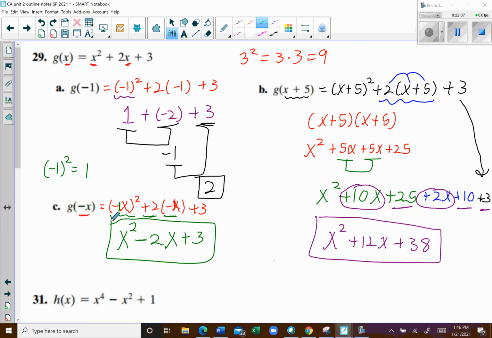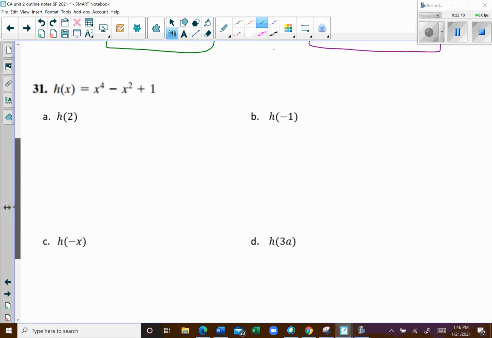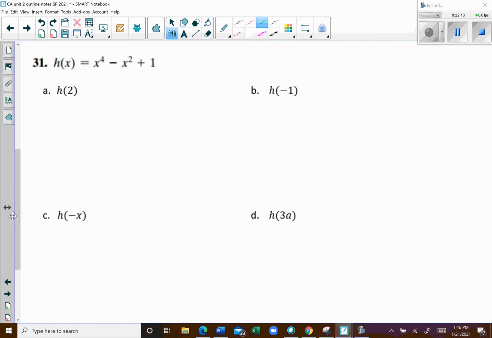Okay. A few left here. Okay, so looking at 31 here. We're going to go ahead and plug in 2 to get started. So let's see, we're going to have 2 to the power of 4 minus 2 to the power of 2, and then plus 1. Okay, 2 to the power of 4, let's just make sure we know this. 2 times 2 times 2 times 2. 2 times 2 is 4. 2 times 2 is 4. And then 4 times 4 is 16. So that gives me 16.